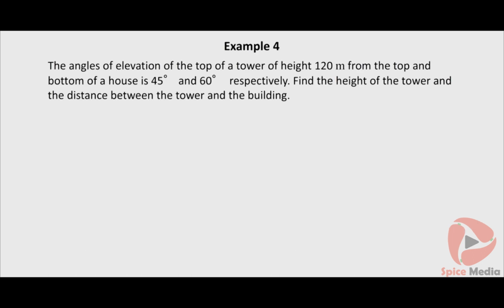Example 4. The angles of elevation of the top of a tower of height 120 meters from the top and bottom of a house are 45 degrees and 60 degrees respectively. Find the height of the house and the distance between the tower and the building. Click on the solution button to view the solution.